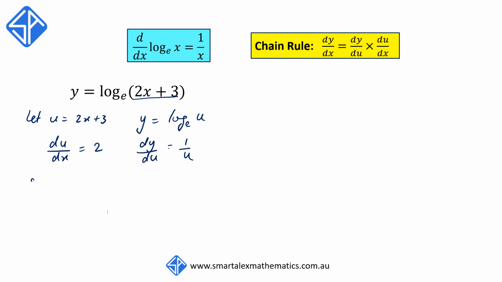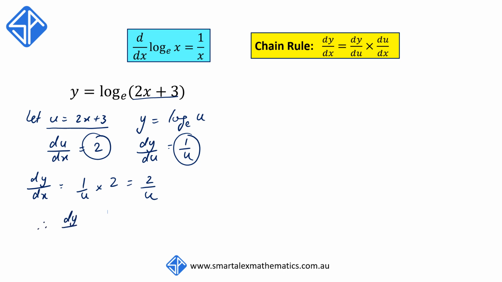Then using the chain rule, dy on dx is equal to dy on du times du on dx. That's going to give us 2 on u. Then we need to express u back in terms of x. So we're going to use our original definition. u is equal to 2x plus 3. So therefore, the derivative of this function is equal to 2 on 2x plus 3. Let's look at the next example.